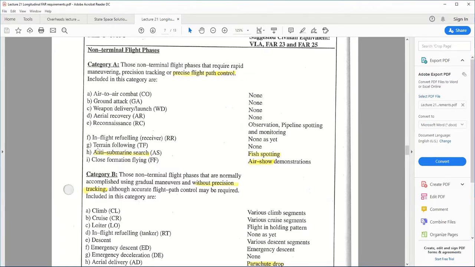And some of these are kind of fun. Anti-submarine search, obviously weapon delivery, ground attack, you need precise control. But look at this one, fish spotting. I never would have thought of putting that in this category, but evidently finding fish is precise maneuvering. Pipeline spotting.